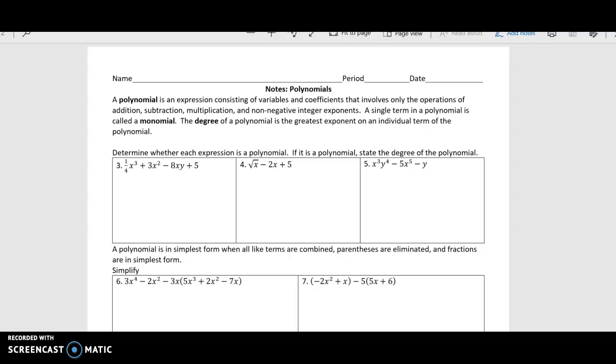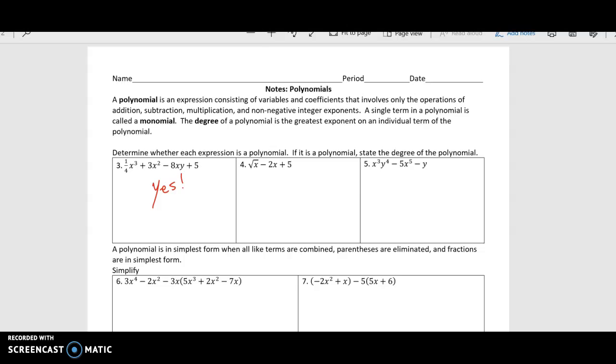We're going to determine whether each expression is a polynomial. If it's a polynomial, state the degree of the polynomial. So we're looking for variables that are raised to non-negative powers. This one has a couple different variables. They're all raised to non-negative powers, so we would say yes. This thing is a polynomial.